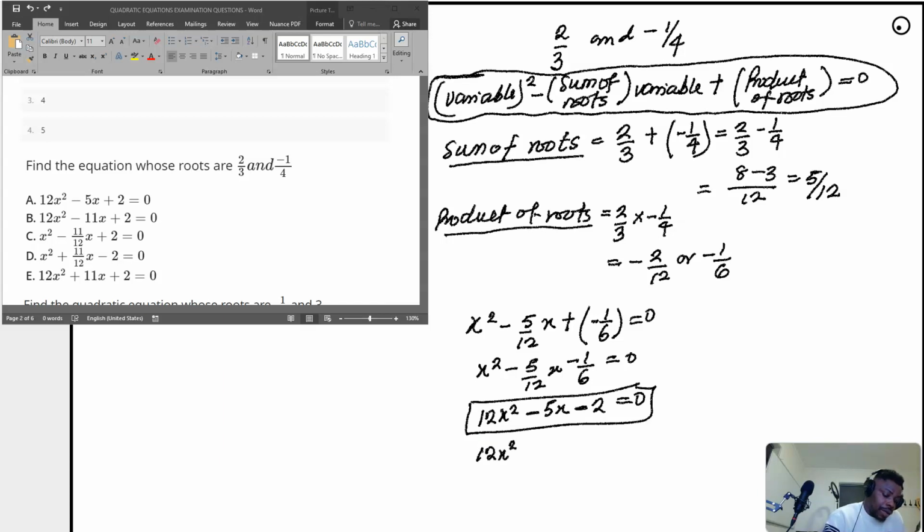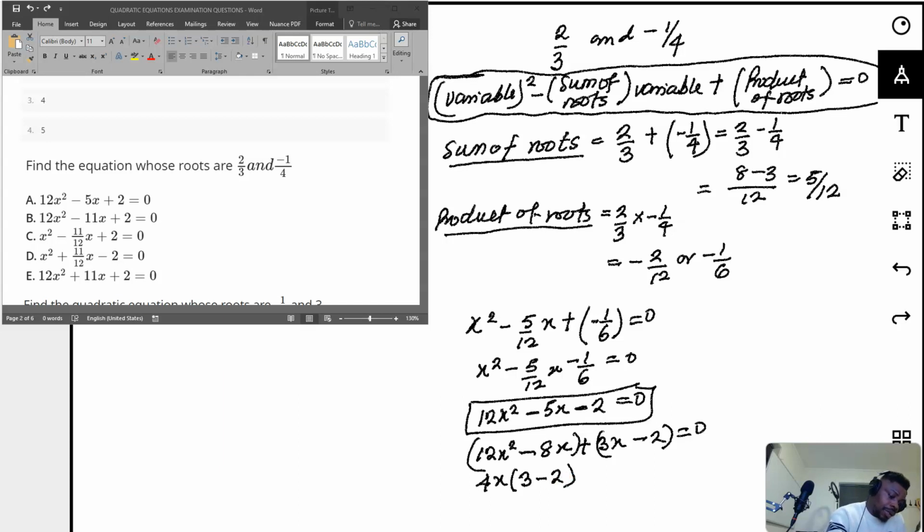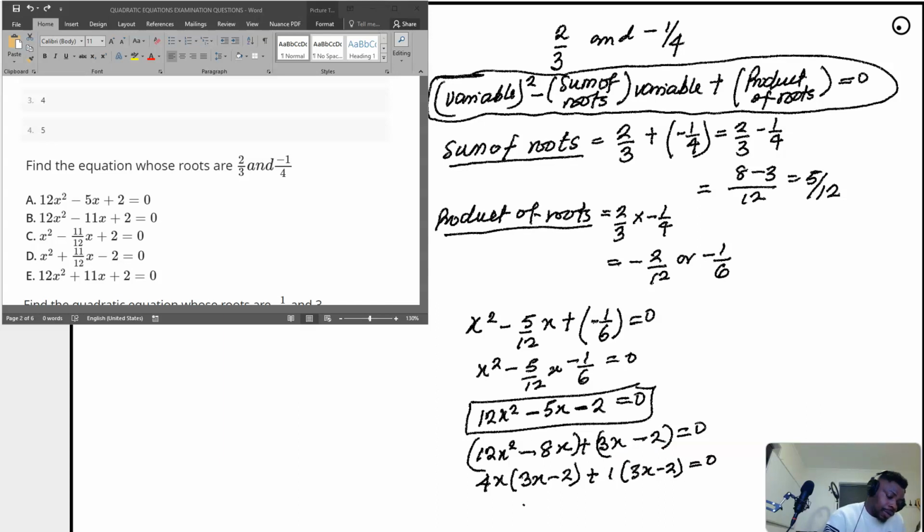This is 12x squared minus 8x plus 3x minus 2 is equal to 0. So what is common here? 4x. So this will be 3x minus 2. 3x minus 2 plus what is common here? 1. 3x minus 2 is equal to 0. So this is 4x plus 1, and this is 3x minus 2 is equal to 0.